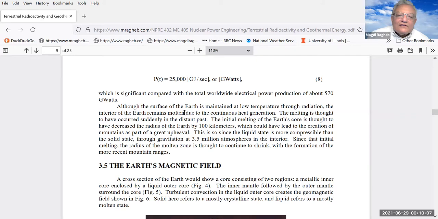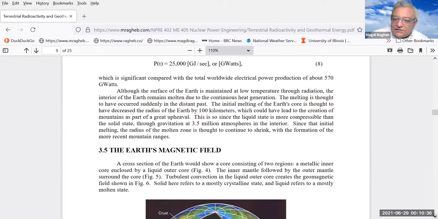570. So in that case, although the surface of the Earth is maintained at low temperatures through radiation, the interior of the Earth remains molten due to the continuous heat generation. It's sobering to think now that heat generation under our Earth occurs, of course, at the same time that the other heat source above our heads from our star, the sun.